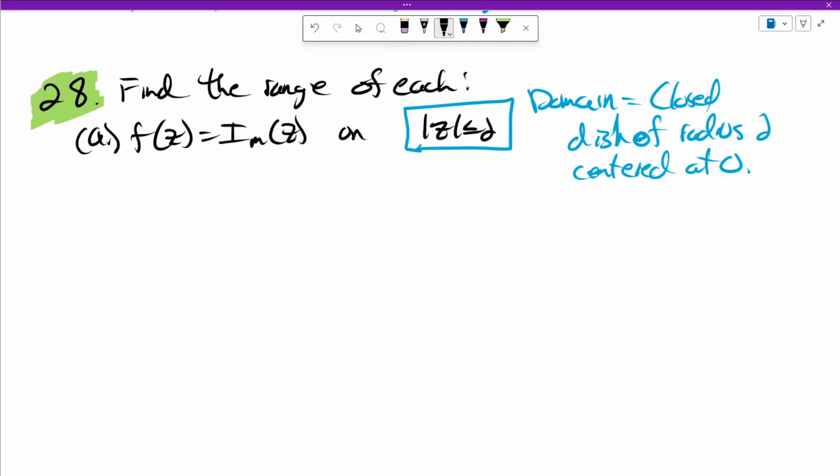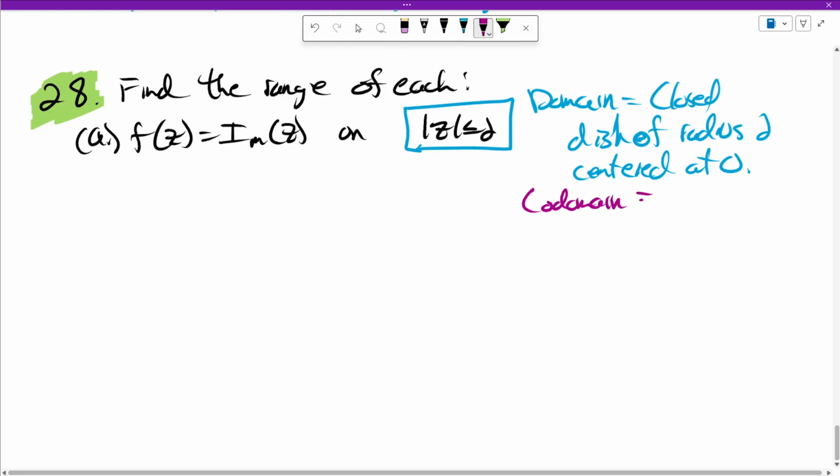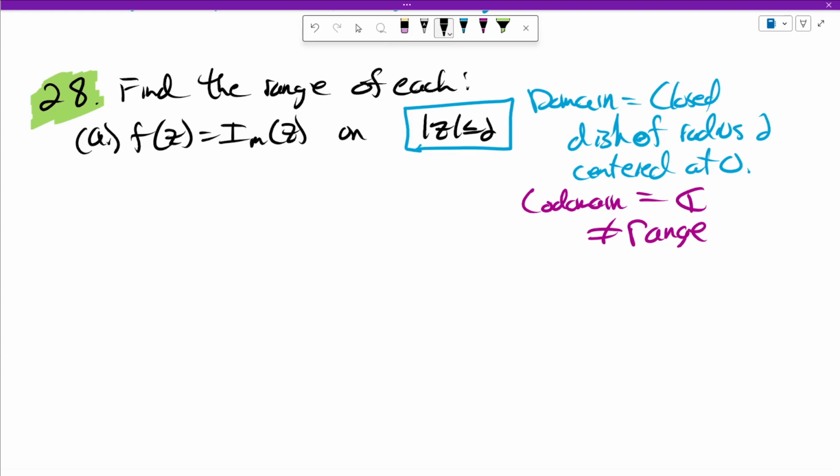Okay, so we want to find the range. Now, the range is not the same as the codomain. So in this problem, the codomain is implicitly all of the complex numbers. This is very much going to be not equal to the range. So what this is asking is, what are the actual outputs? The codomain is the allowable outputs, and the range is the actual outputs.